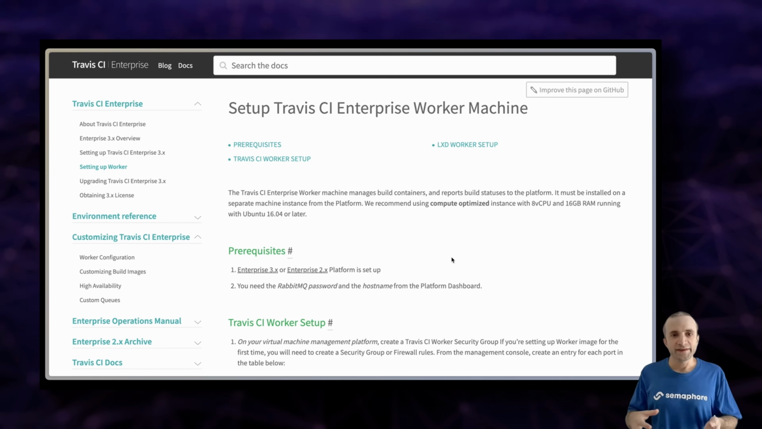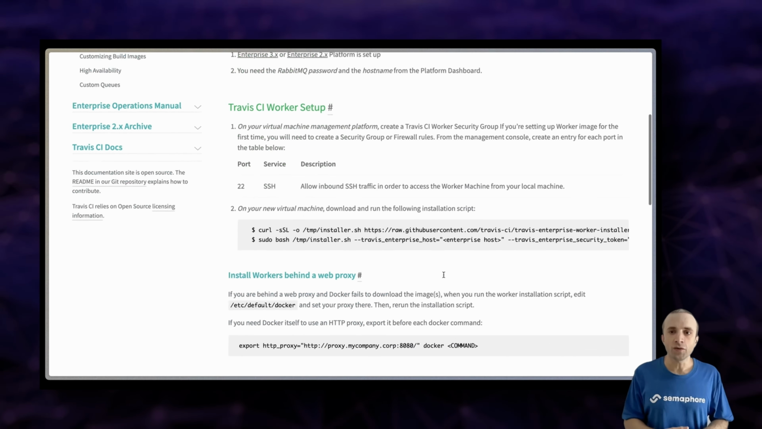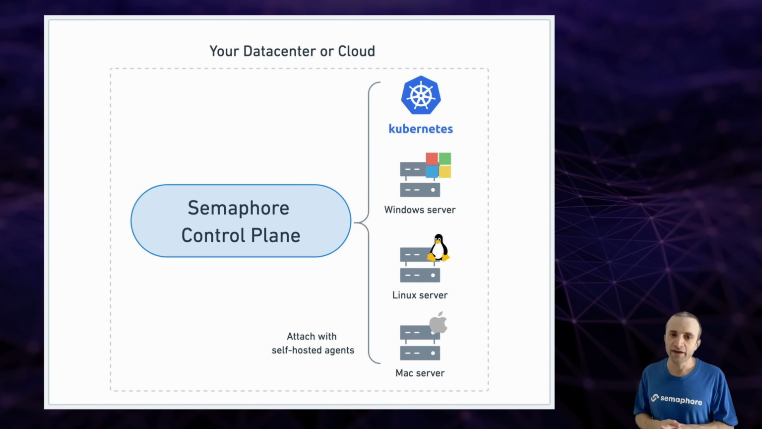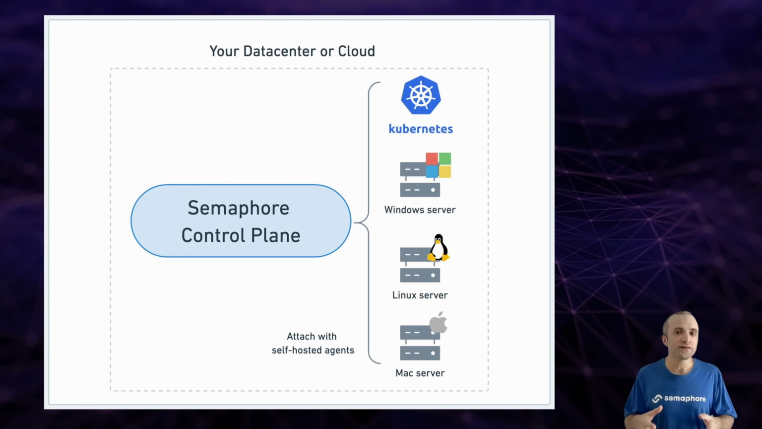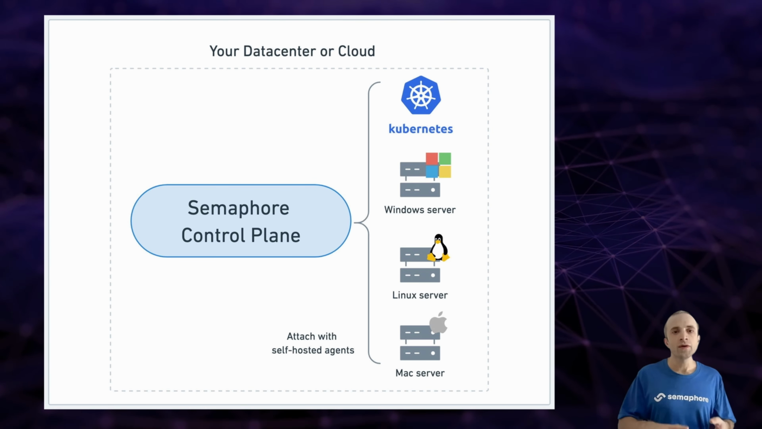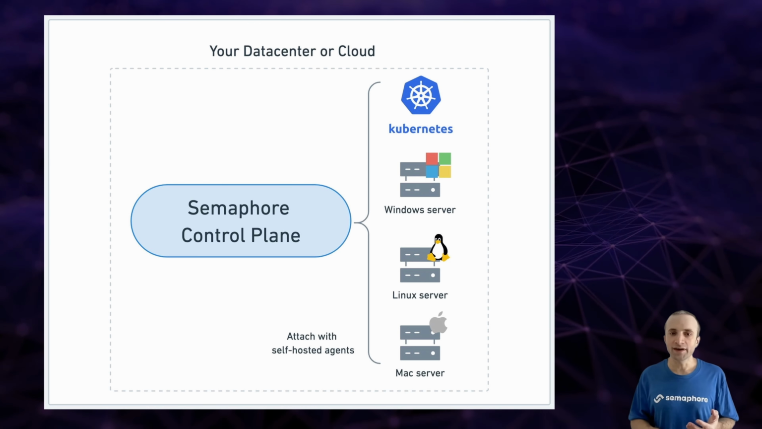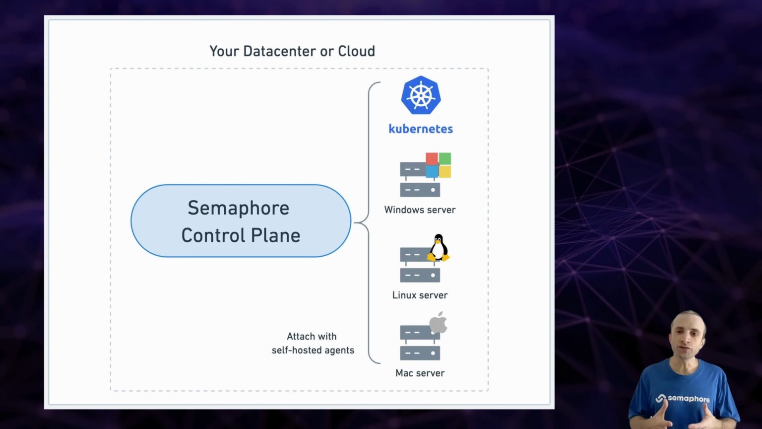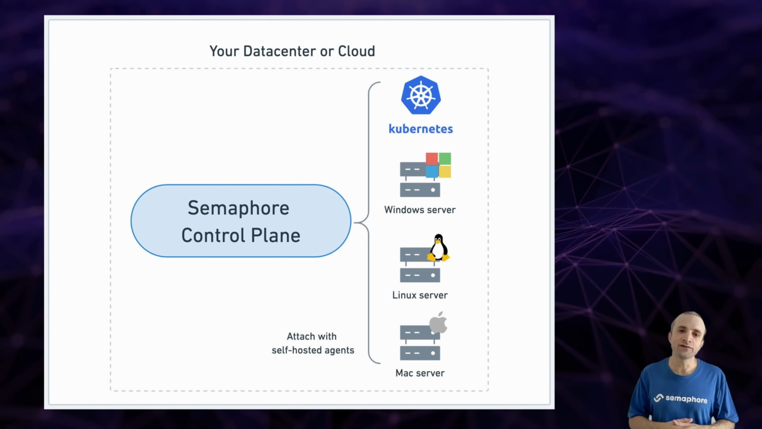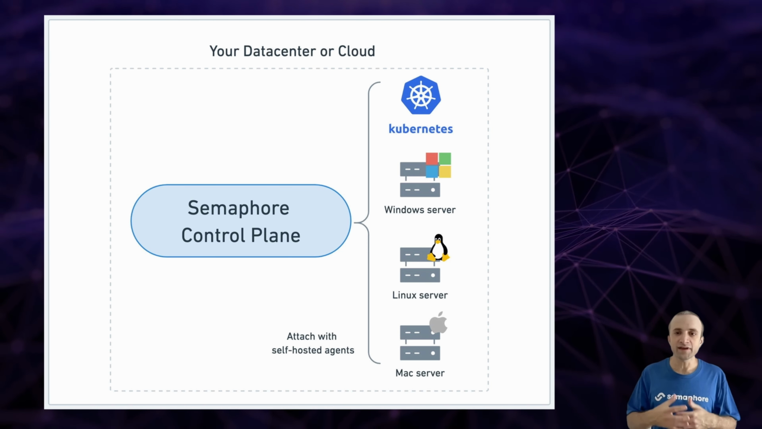Scalability. To scale up Travis CI, we can configure worker nodes. Adding more nodes expands the job capacity of your CI/CD. In Semaphore CE, worker nodes are called self-hosted agents. It's the same thing, really. Semaphore supports Linux, Mac OS, Windows, and Kubernetes pods as self-hosted nodes, allowing us not only to expand the capacity very easily, but we can also use different build environments in our pipelines.